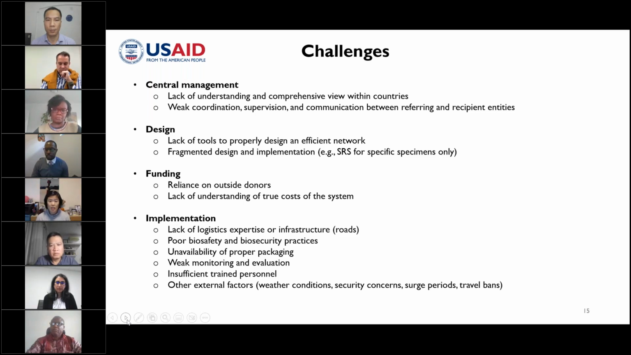Sometimes there's not enough emphasis on biosafety and biosecurity. There might not be packaging that's necessary available in a country. Monitoring and evaluation, and anything around data can be a very, very big challenge in most countries. Having the right trained personnel, and then many external factors such as weather, such as security concerns, etc. Next slide, please.